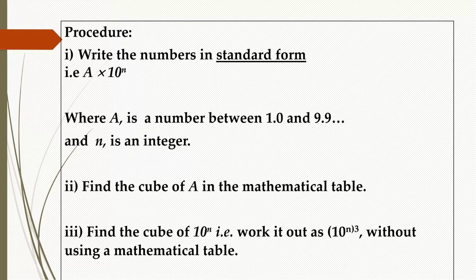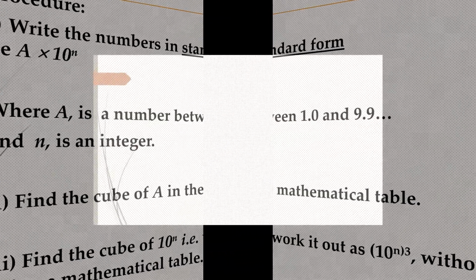And in this case also, just to remind ourselves, a must be a number that is between 1.0 and 9.9. Any other number that is not within that range should not fall under our discussion. So we have to ensure that our number a must fall between 1.0 and 9.9.